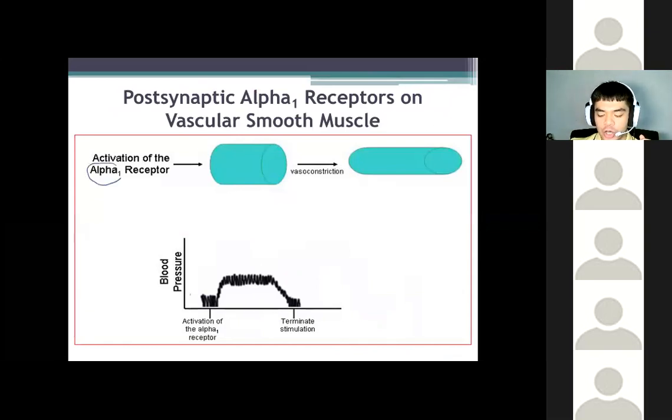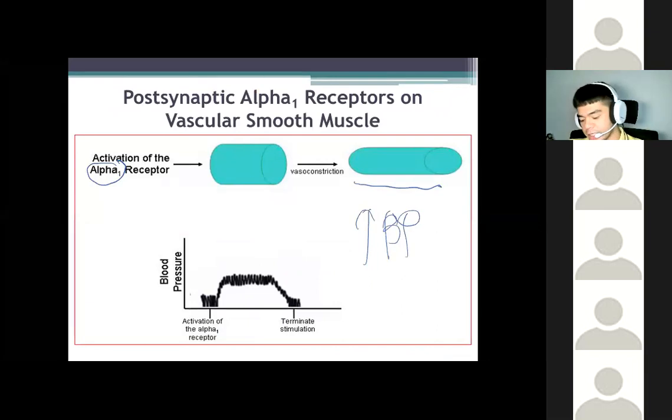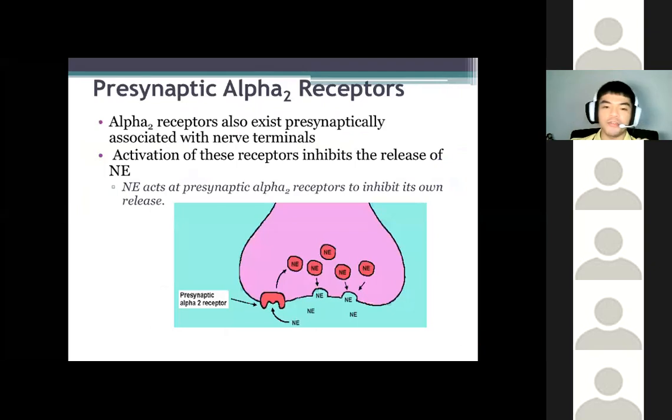And then this figure explains the effect of alpha-1 in the blood vessels. So activation of alpha-1 would cause vasoconstriction. I told you when there is vasoconstriction, that causes an increase in blood pressure. Okay? So that's it. So everyone, we are finished discussing alpha-1 receptors. Tapos na tayo sa alpha-1.